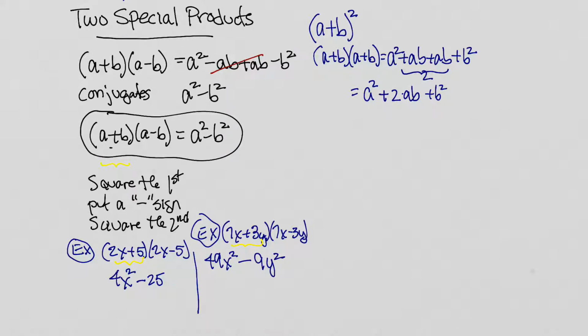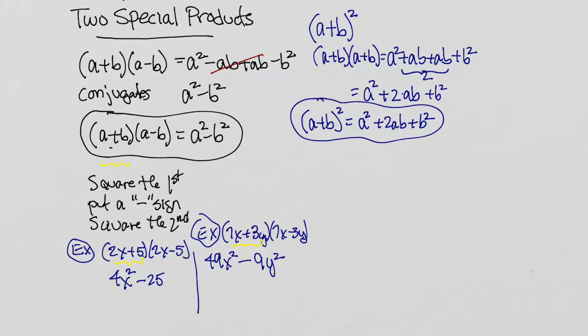So here's our pattern. If you have a plus b and you square that, what you get is a squared plus 2ab plus b squared. I'm going to write this pattern here. Here's what you do. You start here and then you get to here. So look at this one.